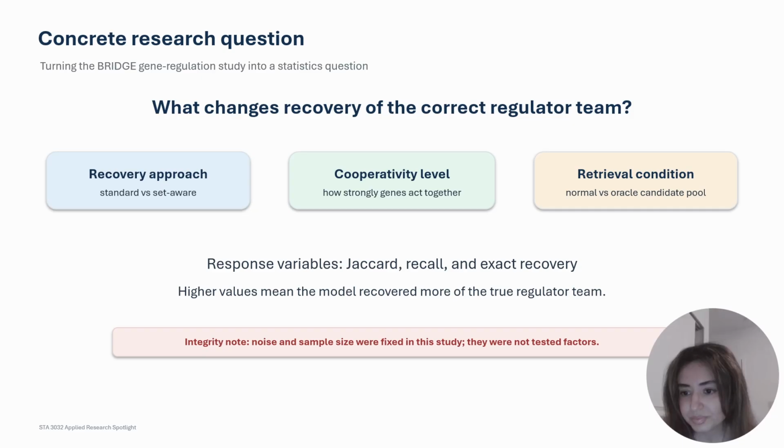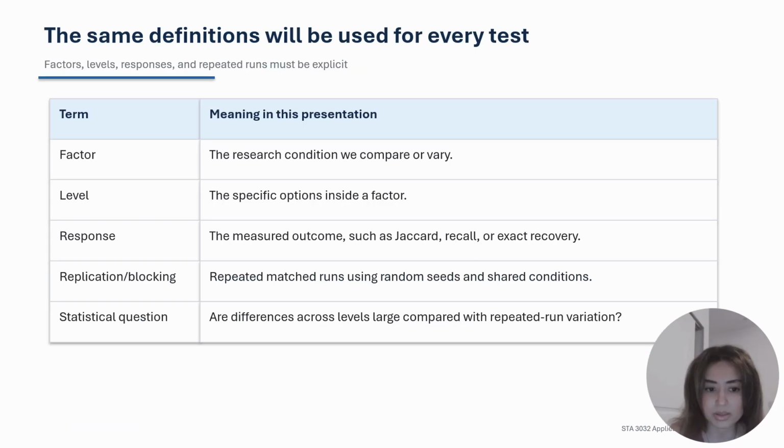So let's go to the next slide, and let's define some statistical terms that will be used, because we do not want to be confused here. So we do have the factor. What the factor means in this presentation is the research condition we are varying throughout the experiments. We do have different levels for the factors, and these are the options inside a factor.